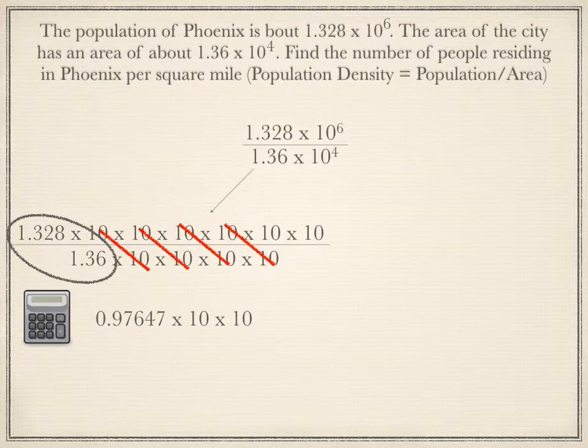Now, because we're multiplying by 10 and we have a base 10 system, multiplying is going to make it bigger. We can take our decimal and move it 2 places to the right, 1 for each 10. So we multiplied it by the first 10 and the second 10. So we get 97 and 647 thousandths.